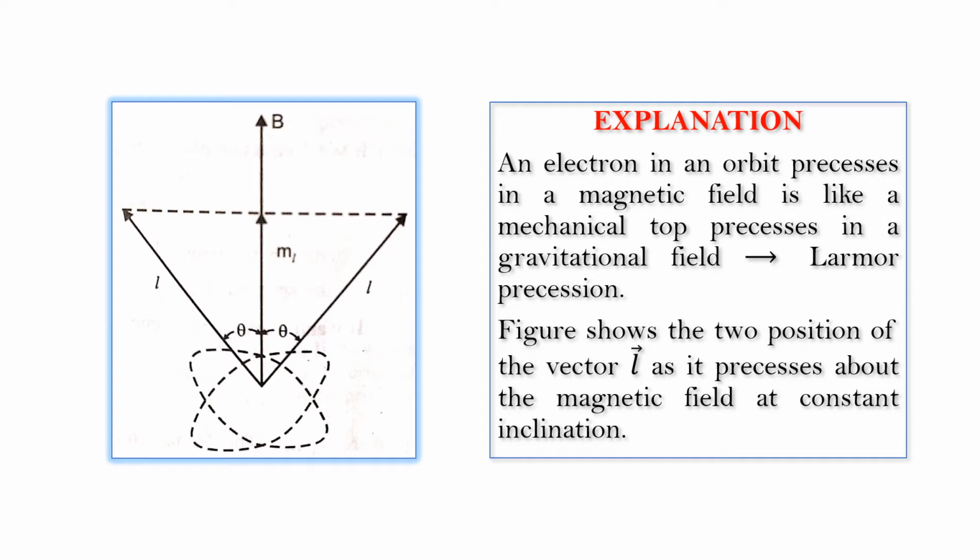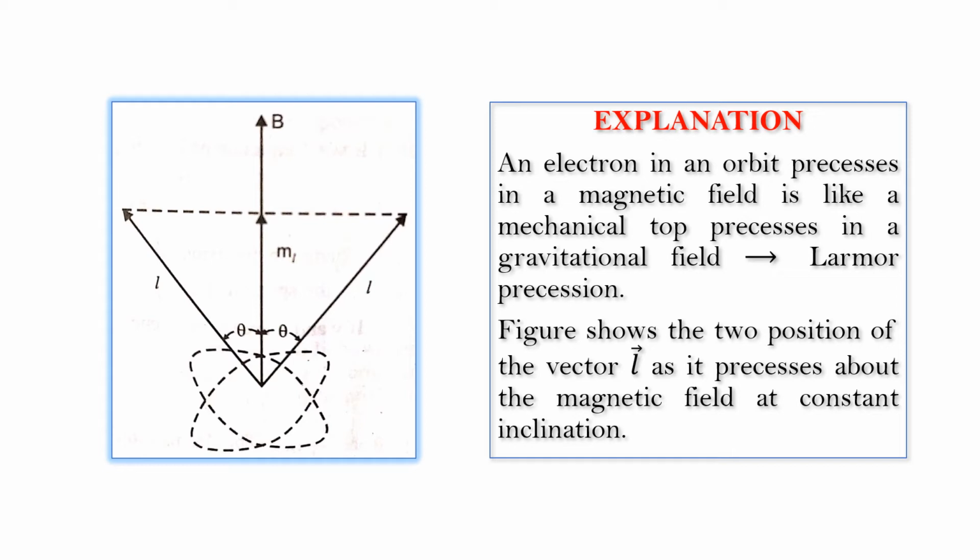So an electron in an orbit precesses in a magnetic field, which looks like a mechanical top precessing in a gravitational field, which gives the Larmor precession. So Larmor precession is nothing but a charge which precesses in a magnetic field like a mechanical top. Once the electron in an orbit precesses in a magnetic field like a mechanical top, this is the Larmor precession.